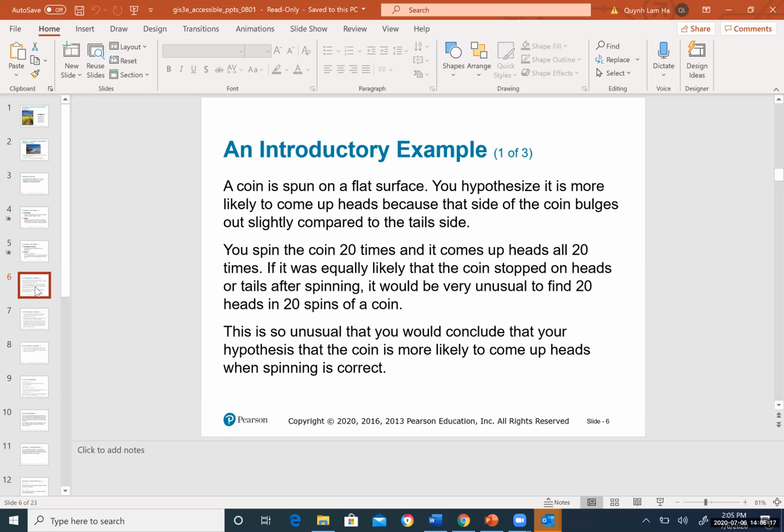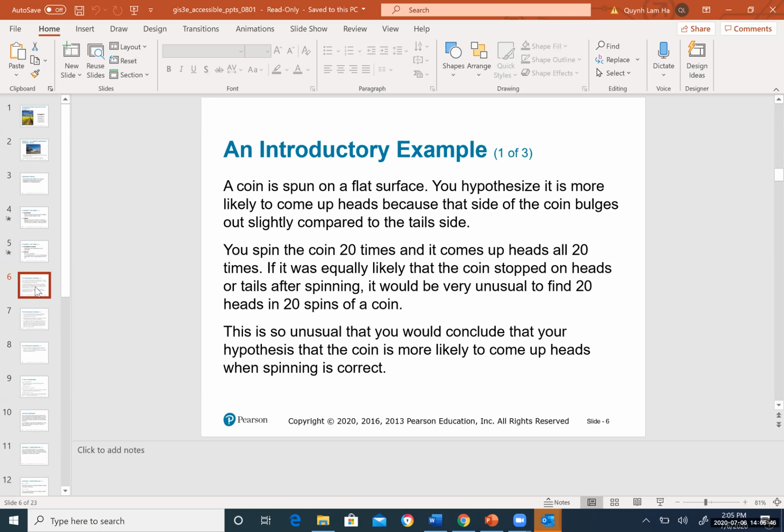Here is the introductory example about hypothesis testing. A coin is spun on a flat surface. So you hypothesize it is more likely to come up heads, because that side of the coin bulges out slightly compared to the tail side. You spin the coin 20 times and it comes up heads all 20 times.